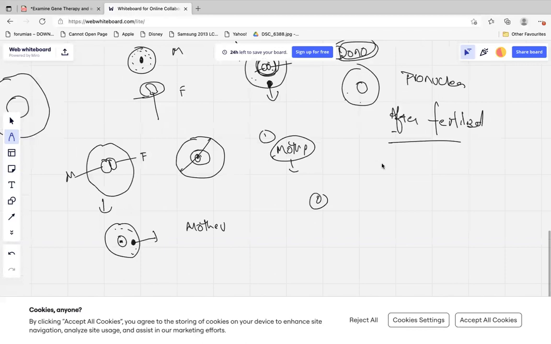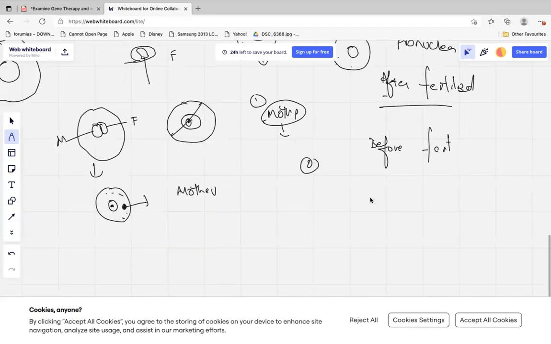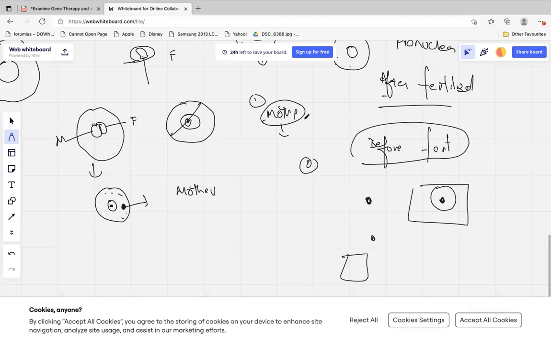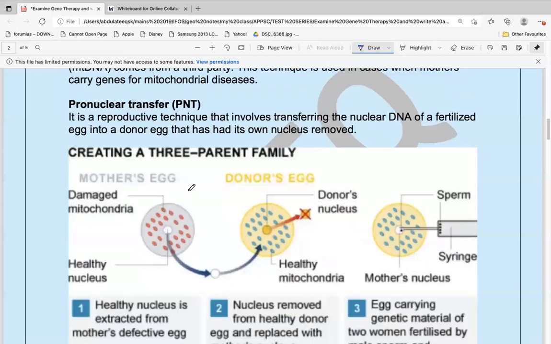I can also do this before fertilization. Before fertilization itself, I take the mother's nucleus and the father's nucleus and put them in the donor's egg cell, and there I do the fertilization process, the fusing process. Then this complete cell is transferred back to the mother. So this is what happens before the fertilization process. These two processes are important, friends. People know only one process. This is very important this year.